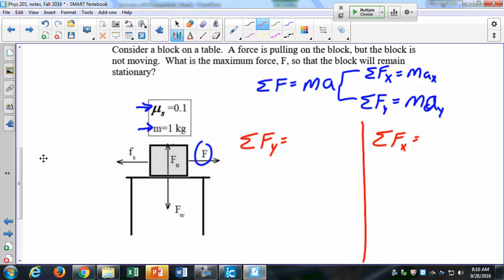What forces do I have in the y? Normal force and my weight. So you want to create an equation that deals with these two forces. Notice one is positive, one is negative. And in a similar way, you have my force and my static frictional force, which are in the x direction. Also, you have one other equation that you know about forces, and that is that the static frictional force is less than or equal to mu_s times the normal force.